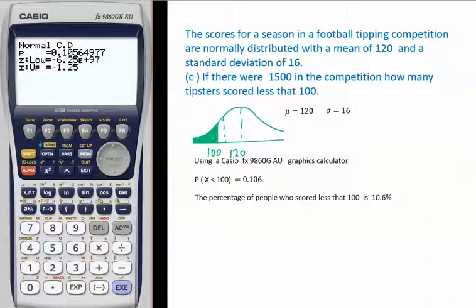That means the percentage of people who scored less than 100 is 10.6, when you times 0.106 by 100. So now we've got to find 10.6% of 1,500. Now the various ways of doing that, the way I like is to think of 10.6 as 10.6 out of 100, or over 100. Of means multiplied. So times by 1,500. If you reach for your calculator and work that out, you'll find the answer is 159. In other words, we'd expect about 159 people would have scored less than 100 in the competition.